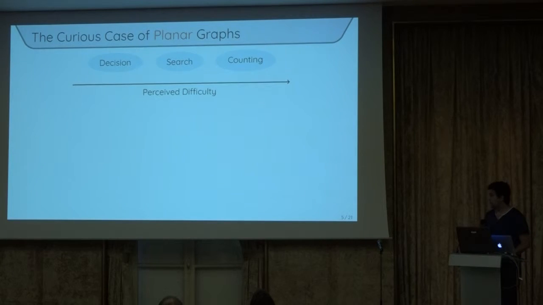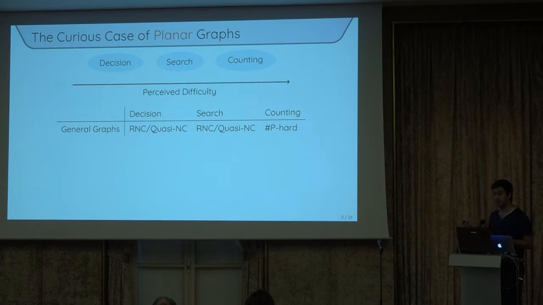So what is special about planar graphs, which is the topic of this talk? So in general, these 3 problems, decision, search, and counting, are perceived to be in increasing order of difficulty. That's because decision can be easily reduced to search or counting. And for general graphs, counting is #P-hard, while decision is in polynomial time or even in RNC. Okay? But planar graphs are a curious case because of a very beautiful algorithm which allows you to count the number of perfect matchings, even in NC, without using any randomization. I'm going to talk about it a little bit more.